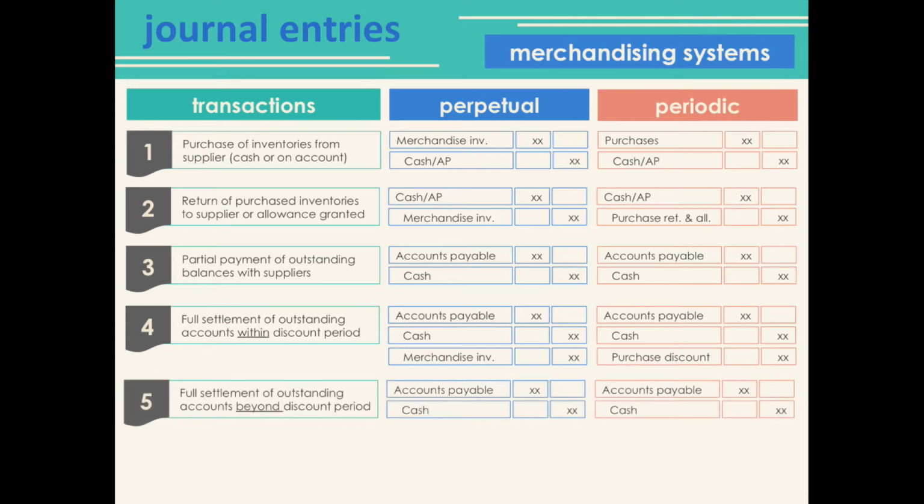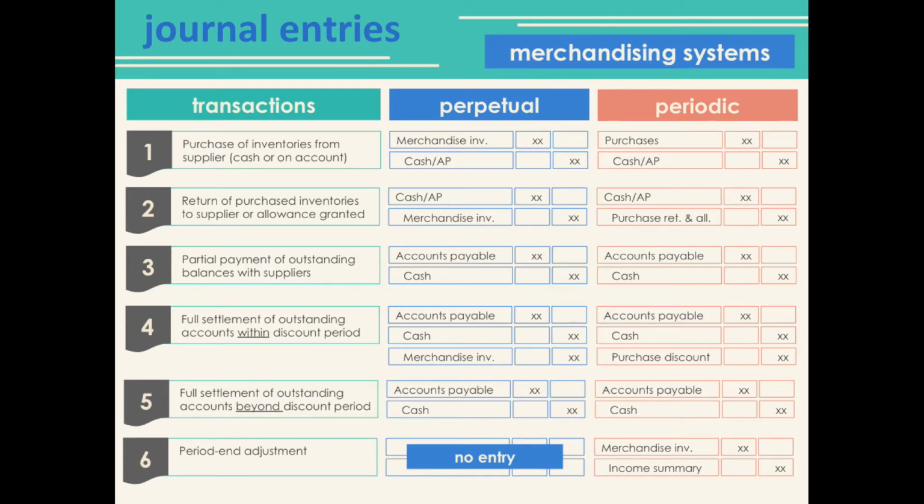Five, full settlement of outstanding accounts beyond the discount period. Because the payment was made beyond the discount period, the company will not be entitled to discounts. So we use the normal entry for settlement of balances. We debit accounts payable and credit cash for both systems.